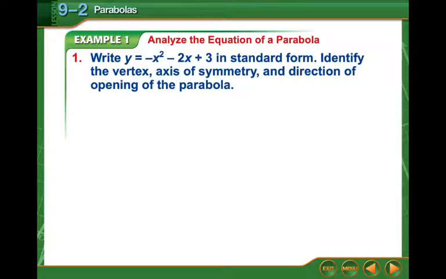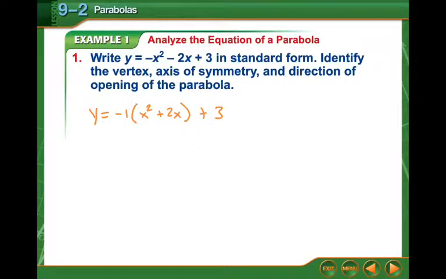So if you remember back to when we looked at quadratics, to get it into vertex form, we had to complete the square. So what we need to do is group our x's together. So we're going to leave the y alone, and we're going to factor out a negative 1. So it's x squared plus 2x, and then plus 3 outside.